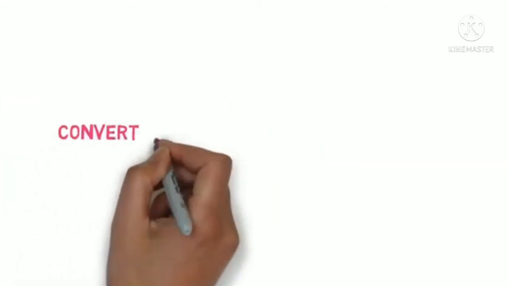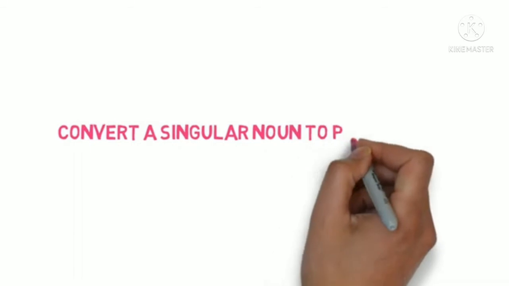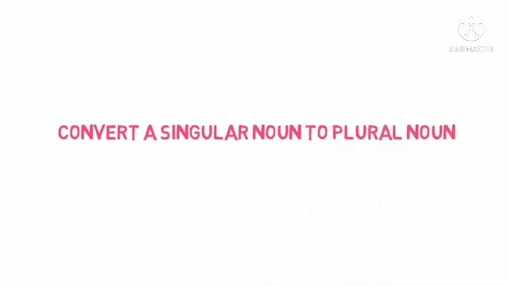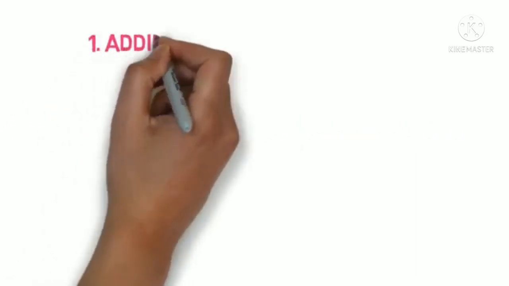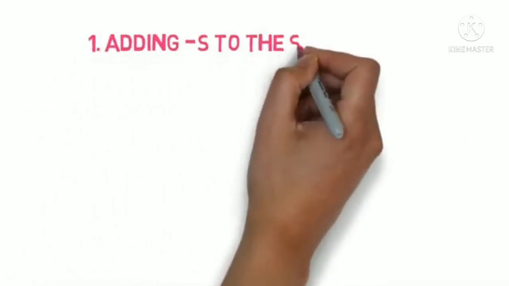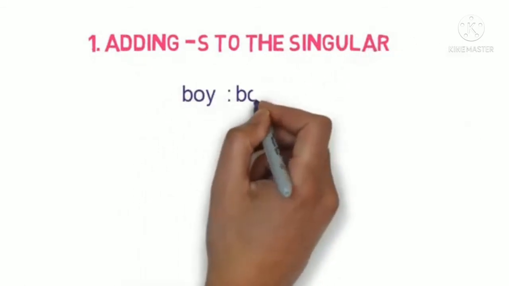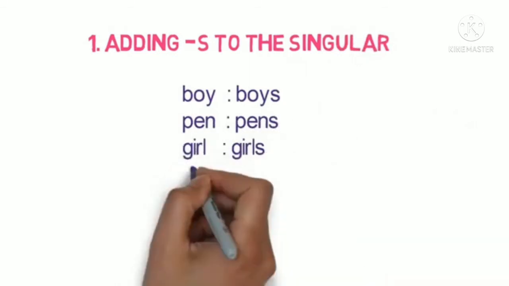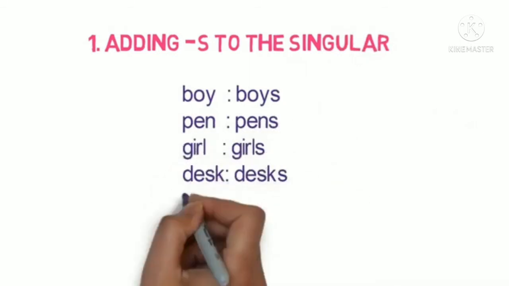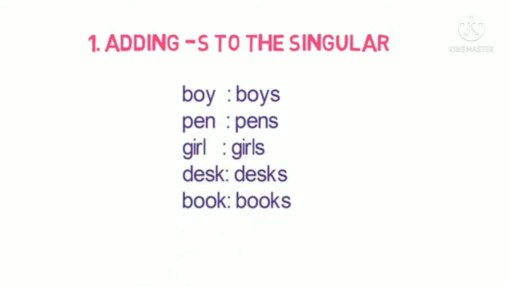Now, let's learn the ways to convert a singular noun to a plural noun. There are 7 ways to convert a singular form to a plural form. Number 1. The plural of nouns is generally formed by adding s to the singular. For example, boy, boys, pen, pens, girl, girls, desk, desks, book, books.